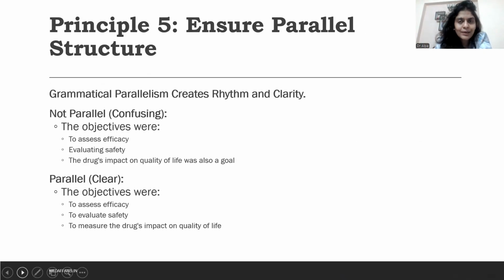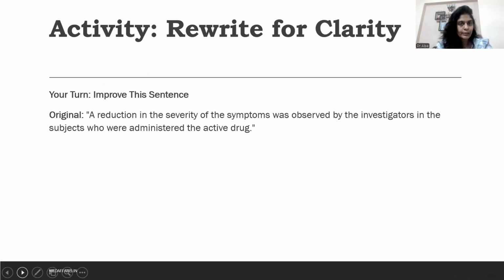Next principle, be parallel. Now what exactly do we mean by parallel structure? Just ensure a uniformity in the usage of grammar. So for example, when we state learning objectives of a particular CME module, instead of going haphazard and writing to assess efficacy for one LO and evaluating safety for the other, just stick to a pattern, right? To assess efficacy, to evaluate safety, to measure the drug's impact on QOL.